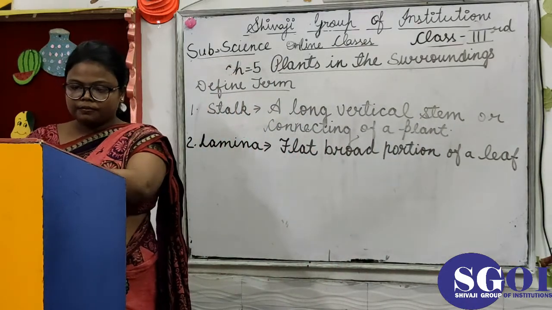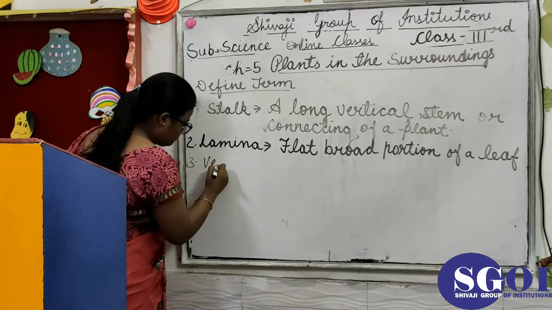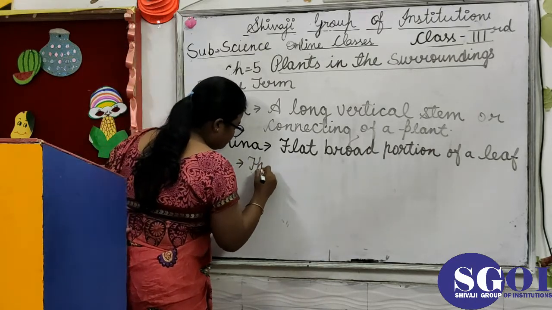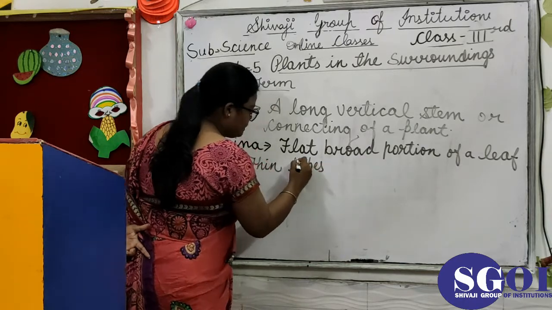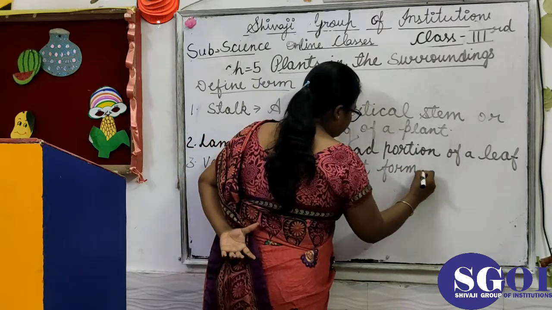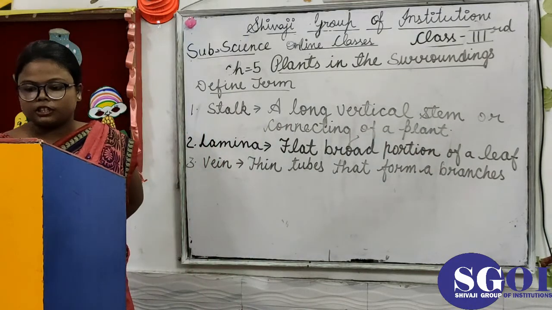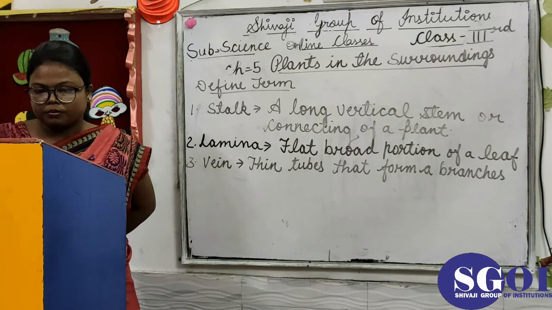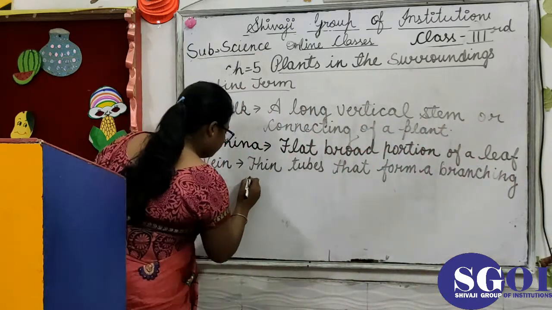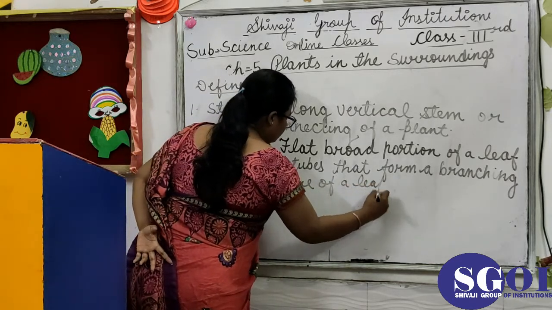The next is vein. Thin tubes that form branches, that form the branching structure of a leaf. Branching structure of a leaf.